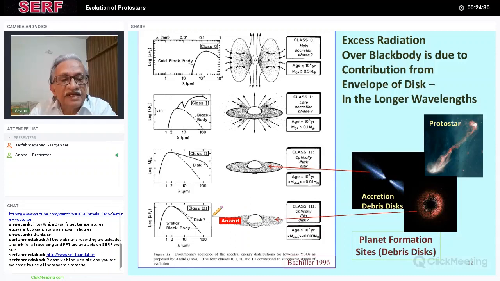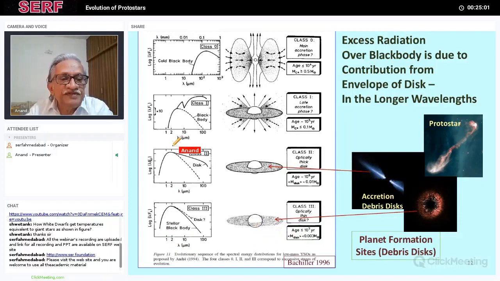Now finally, in the class 3 stars, almost the disk has disappeared. So you have the stellar black body coming. It's a low mass star, peaking around 2500 or 2300 degrees Kelvin here. An M-type star. Now, this took about 10 to the power of 7 years to come from there up to here.